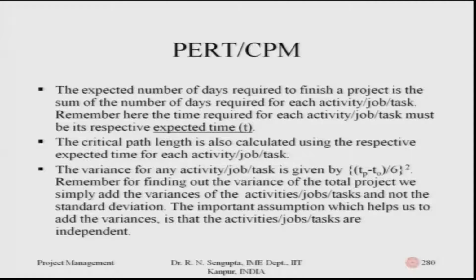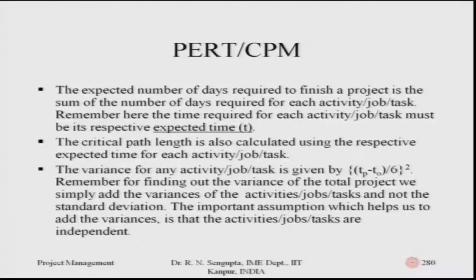Remember, for finding out the variance of the total project, this point is important, so I am going to read it again. For finding out the variance of the total project, we simply add the variances of the activities. Do not add the standard deviations, we add the variances of the activities and not the standard deviations. The important assumption which helps us to add the variances is that the activities and the jobs are independent of each other. This is point number 1 for this third bullet point.